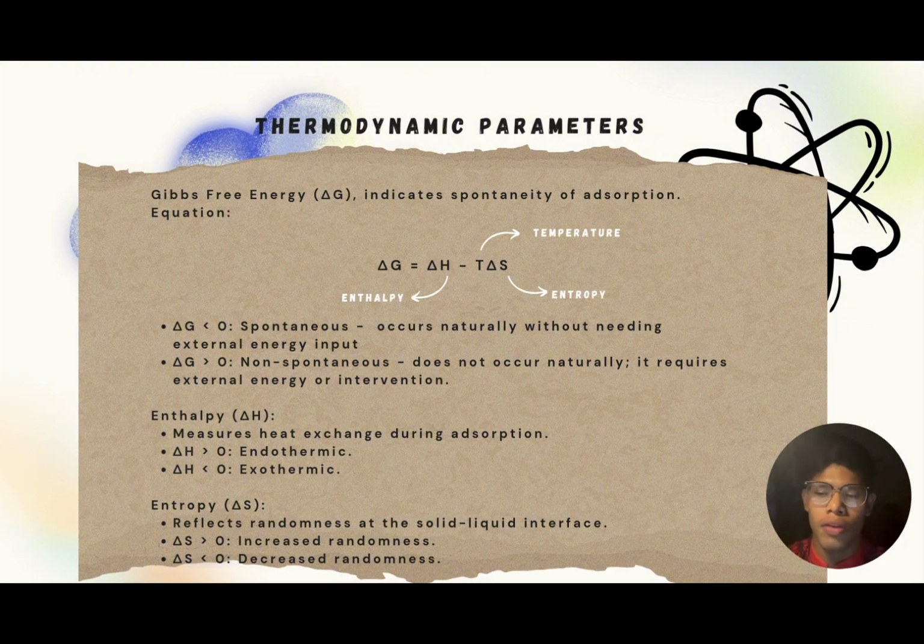external energy or intervention. Next, enthalpy, ΔH, measures the heat exchange during adsorption. A positive ΔH indicates an endothermic process, while a negative ΔH shows exothermic behavior. Finally, entropy S reflects changes in randomness at the interface. Positive ΔS suggests increased randomness, and negative ΔS indicates decreased randomness. These parameters provide a deeper understanding of the energy and molecular changes involved in adsorption.